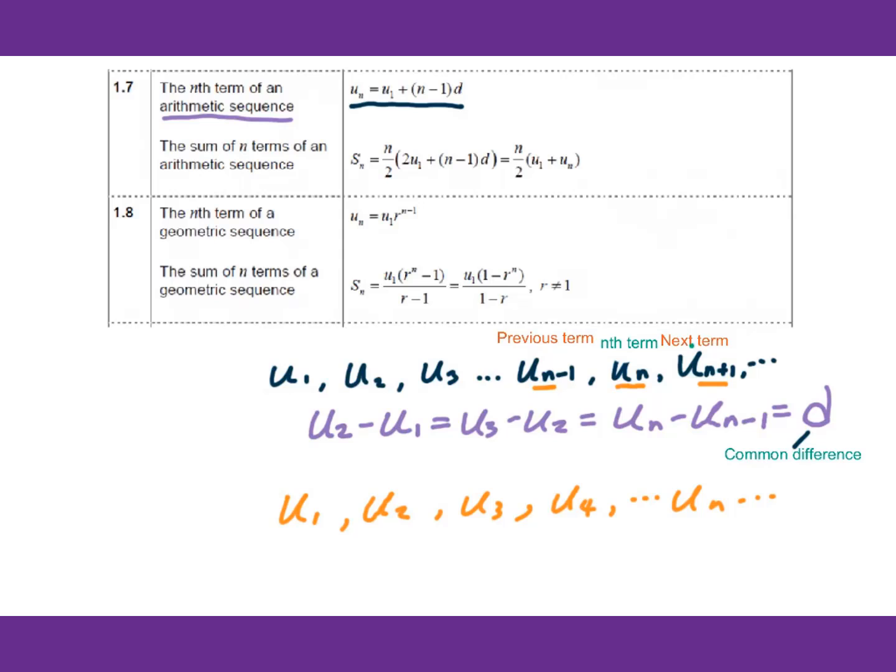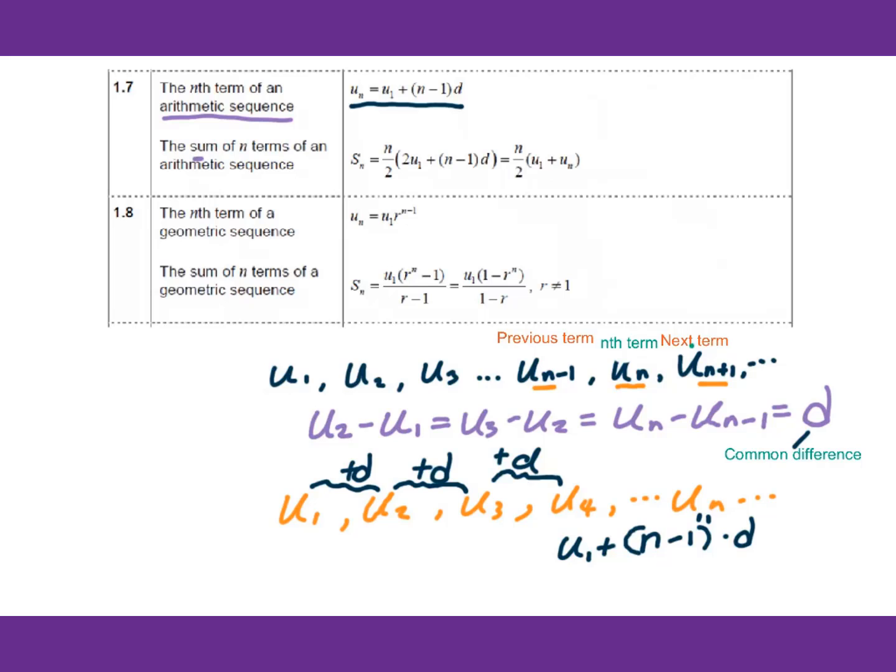How did you get this formula? You think about this as U sub 1. You add D to get U sub 2. So you will add another D to get U sub 3, another D to get U sub 4. So how do you get U sub n? You need to add n minus 1 times D, then add U sub 1. That will be the formula for U sub n.